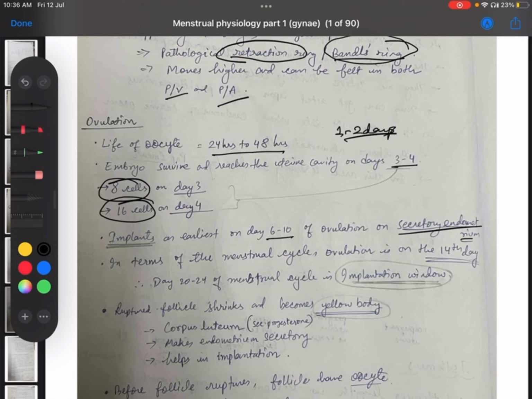In terms of the menstrual cycle, ovulation is on the 14th day. So if the ovulation is on the 14th day, implantation should occur on 14 plus 6, that is 20, and on the higher side 14 plus 10, 24. So day 20 to 24 of the menstrual cycle is the implantation window. That is the implantation period. The new term, implantation window, in terms of the menstrual cycle is 20 to 24, and in terms of the ovulation cycle, it is 6 to 10 days.